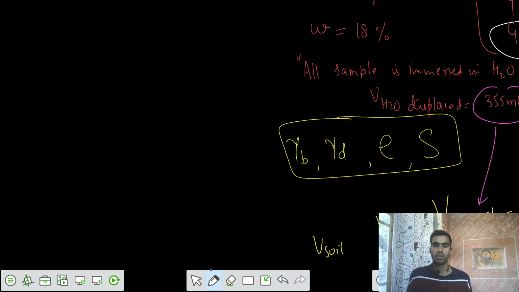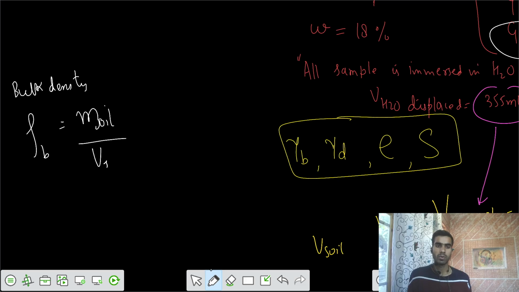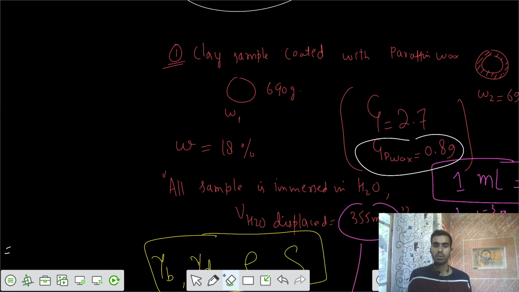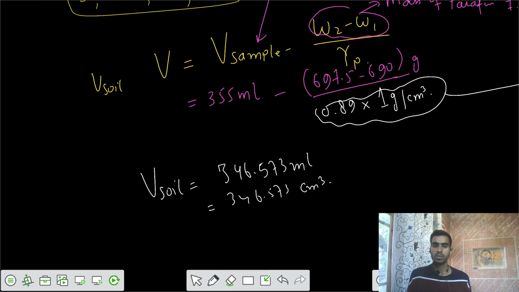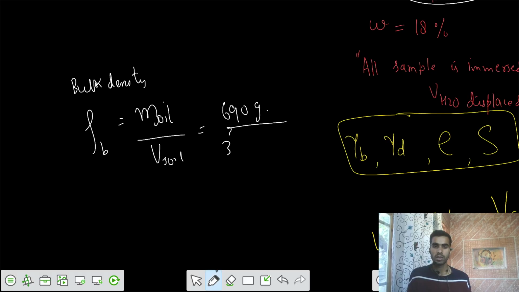The bulk density of the soil is equal to the mass of the soil divided by the volume of soil. Your mass of the soil is W1, 690 grams, divided by the volume of soil. What is the volume of soil we got? 346.573 centimeter cube. So your density becomes about 1.99 gram per centimeter cube.